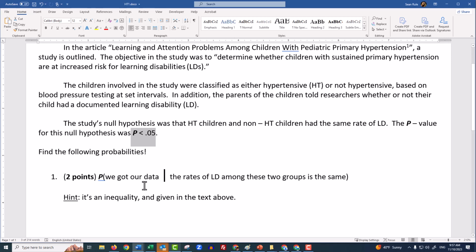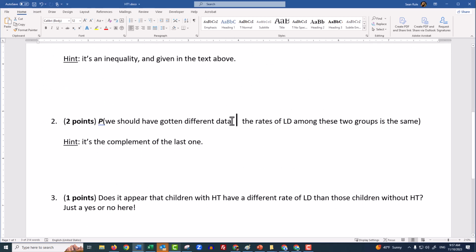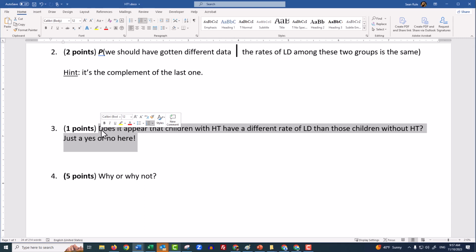A p-value is less than 5%, which means the chance we should have gotten different data is bigger than 5%, 6%, 7%, 8%, 95%, some larger percentage, which tells us that it appears that the children with hypertension probably do have a different rate than those without hypertension.